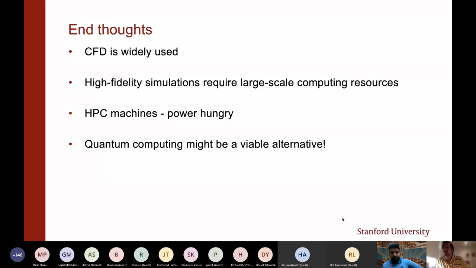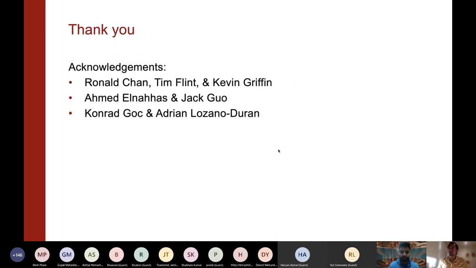That's basically what I had. CFD is widely used. You need large scale computers to do this, and it's power hungry, expensive, slow. Quantum computing is the alternative. And finally, some acknowledgements.